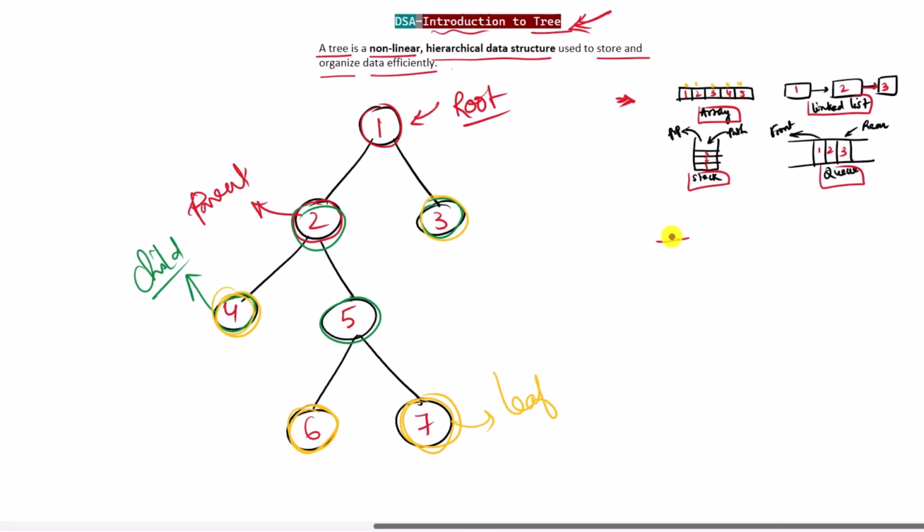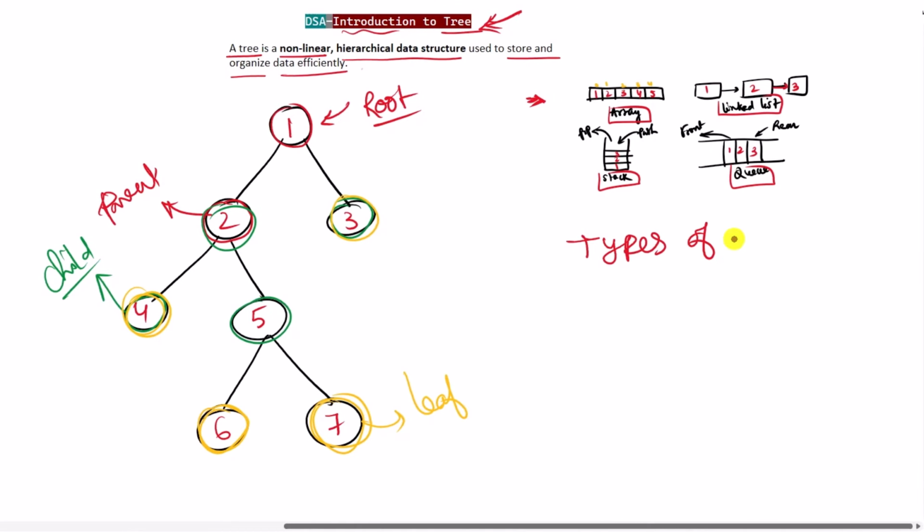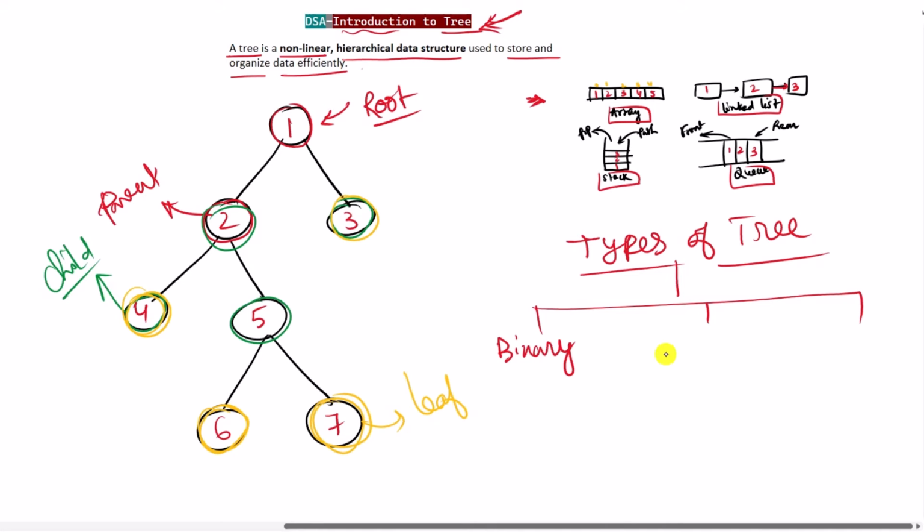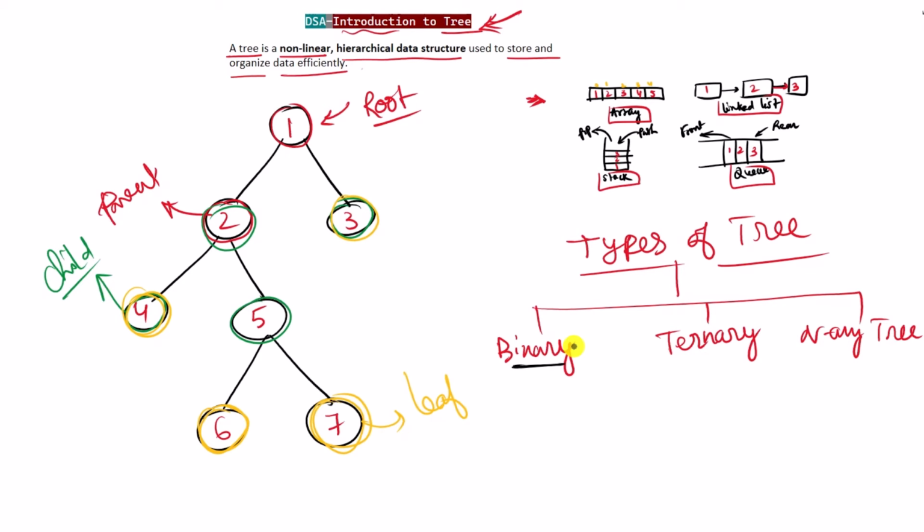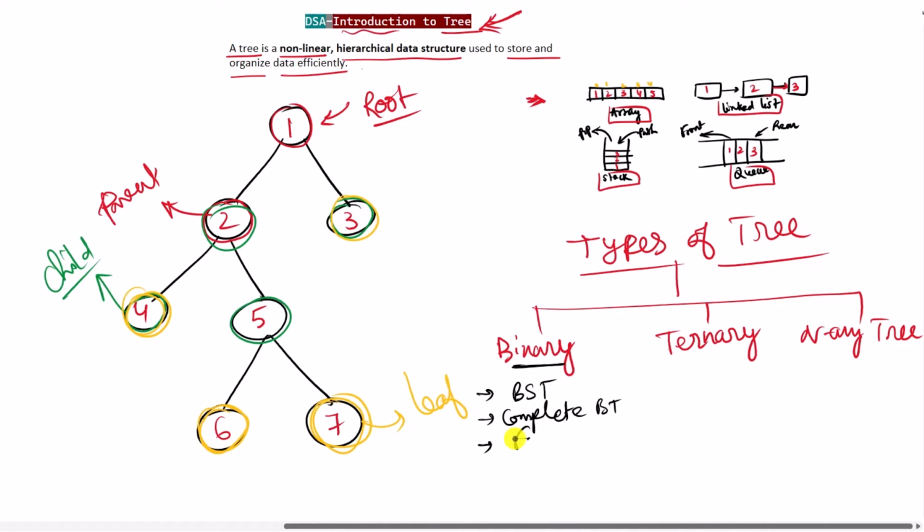So let's now talk about the types of trees that we have. We have the binary tree, we have the ternary tree, and we have the n-ary tree. The binary tree is where each node can have at most two children. So it can have a left and a right child. For example, we have the binary search tree, the complete binary tree, the full binary tree, and also the perfect binary tree.